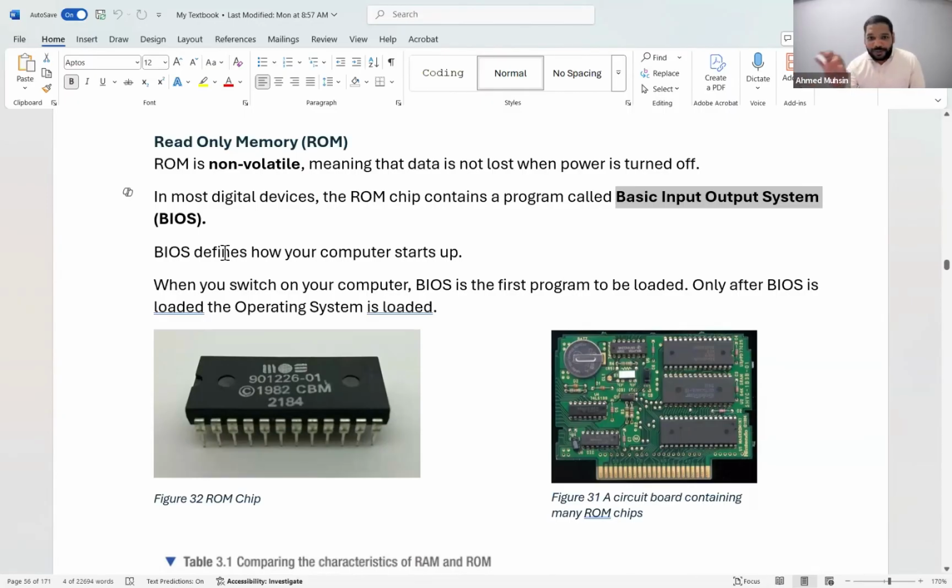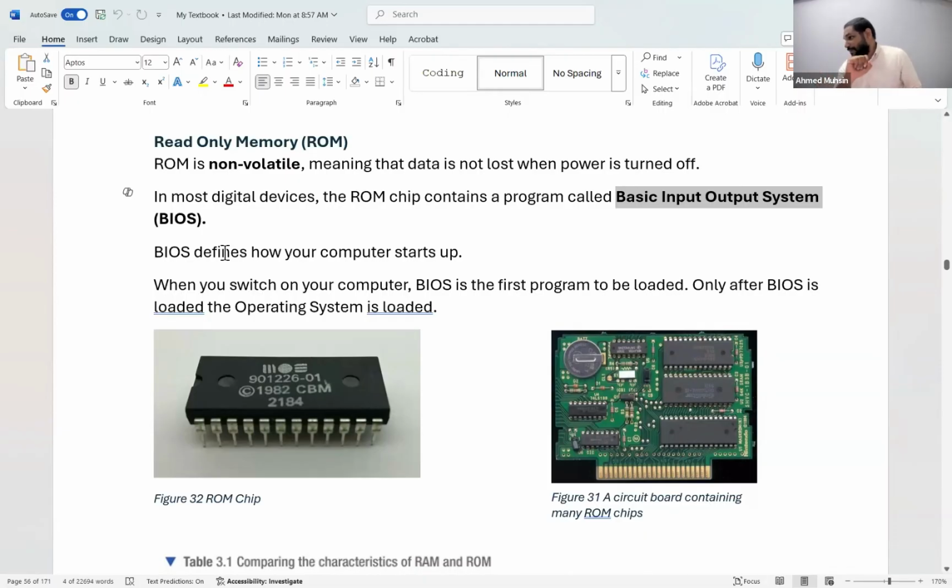As soon as you switch on your laptop, it will say Dell or HP or Asus, whatever. And at the bottom, for a second, it will say press F2 for this, F4 for this, F10 for this. That is your BIOS. What does that BIOS do? That BIOS tells your computer how to start up. That's all. So after BIOS, what loads?